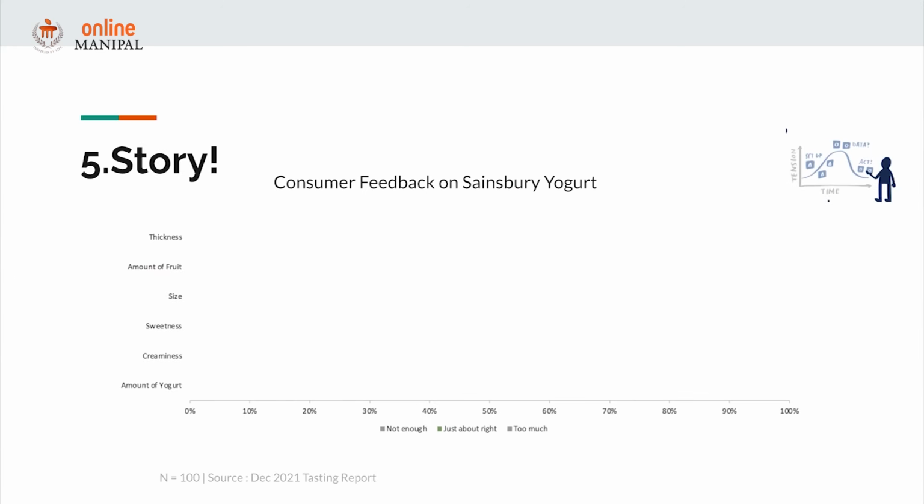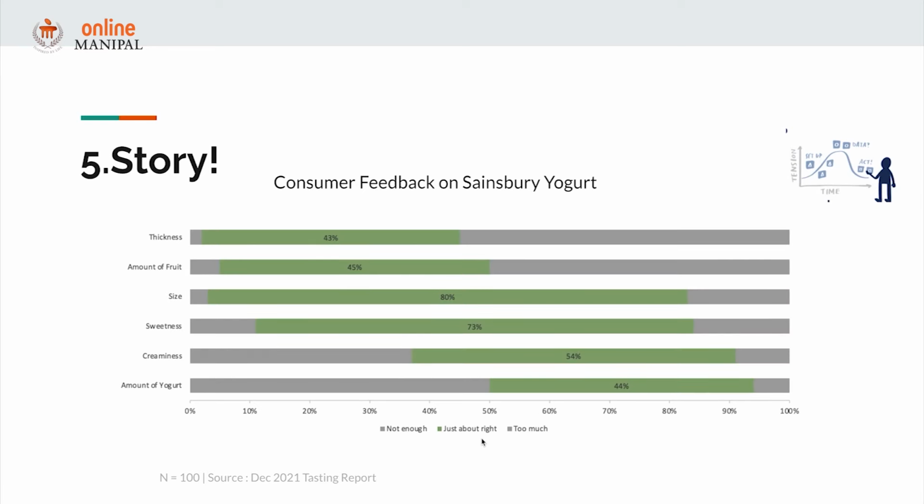Moving on to the final step, step number 5, story, which is all about adding narratives, words, emphasizing the information and, most importantly, providing the recommendation. This is how the story goes in the form of a presentation. We start by establishing the context. This is about the consumer feedback on Sainsbury yogurt. There were 100 consumers who participated in the tasting activity in December 21. They rated the yogurt on 6 different categories, and they provided their rating based on 3 parameters: not enough, just about right, and too much.